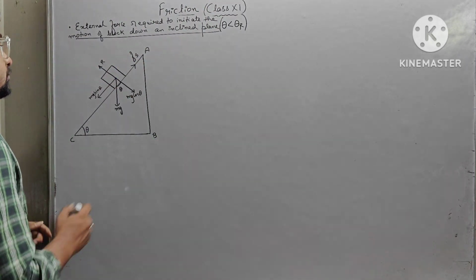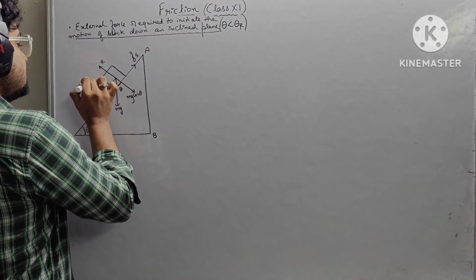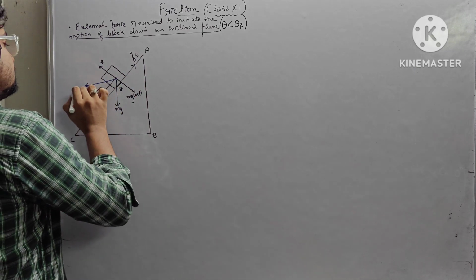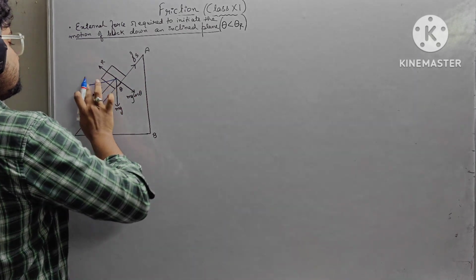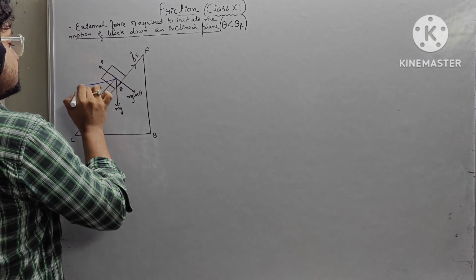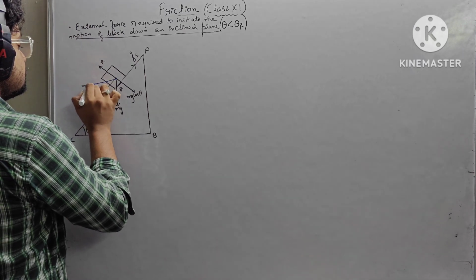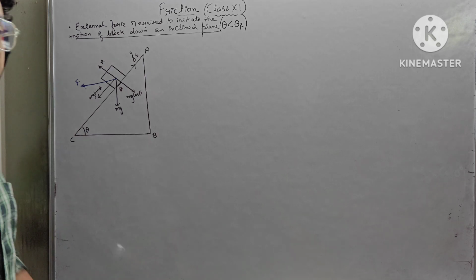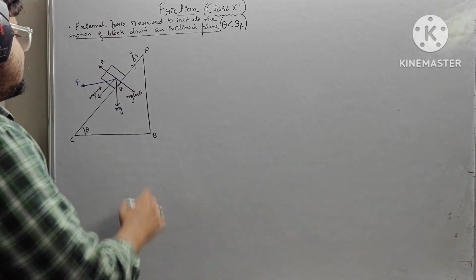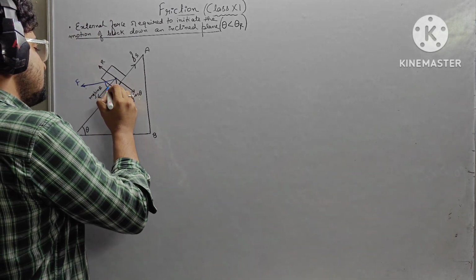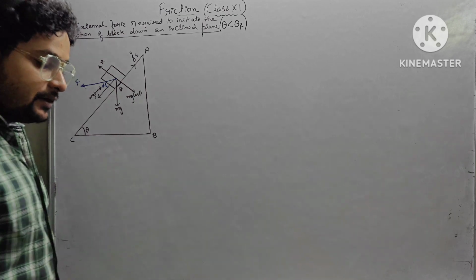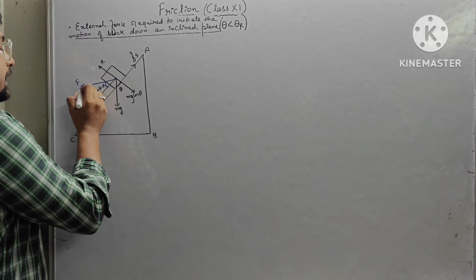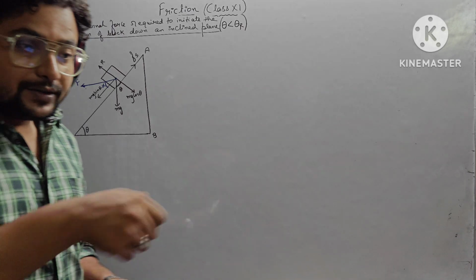So if I want to bring the block down, I have to apply an external force on the block. Suppose this is the external force I am applying, which is F. F is the external force which I am applying on the block, acting at an angle, suppose alpha. This particular angle is alpha. So I am actually pulling the block at an angle.